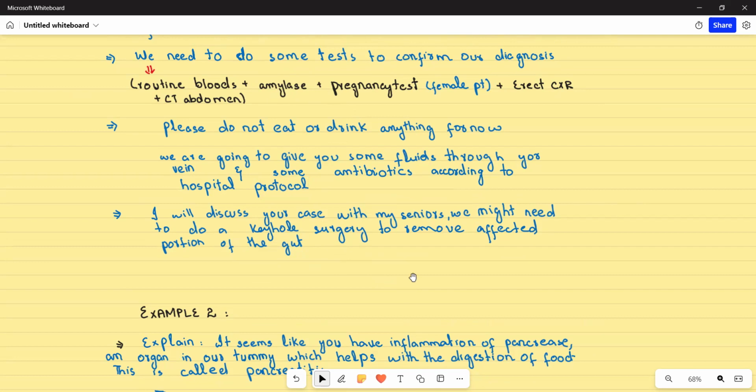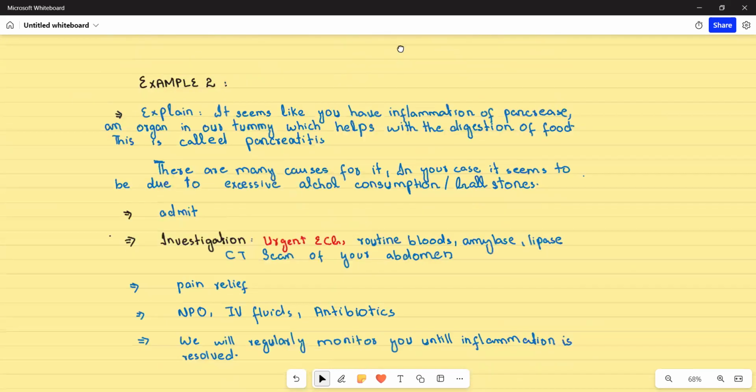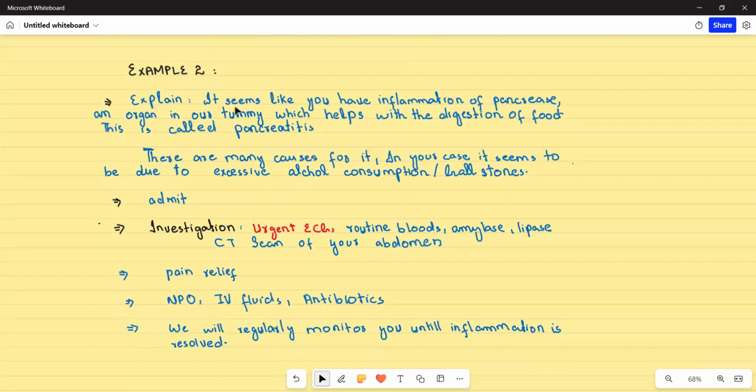Then next we are going to look at another specific diagnosis. So let's say you have a provisional diagnosis of pancreatitis in your mind. Then again, you are going to explain to the patient that it seems like you have inflammation of pancreas, which is an organ in our tummy and helps with the digestion of food. This is called pancreatitis. And you're going to address the patient's concerns here as well. There are many causes for it, but in your case, it seems like it is due to excessive alcohol consumption or gallstones, whatever is the case, because alcohol consumption and gallstones are the two major causes of pancreatitis. So the patient will be having either excessive alcohol consumption or gallstones.